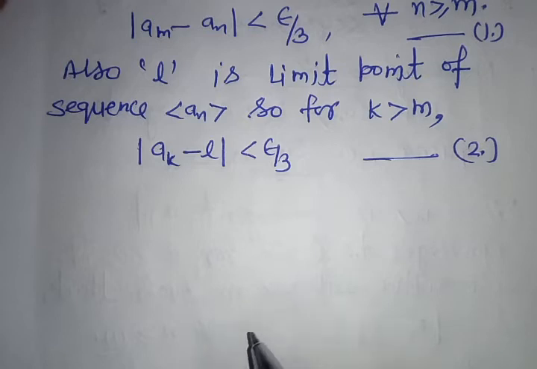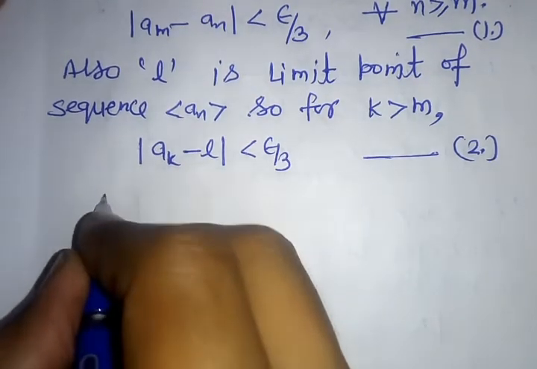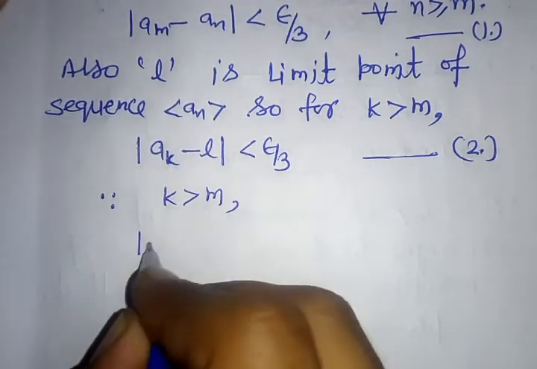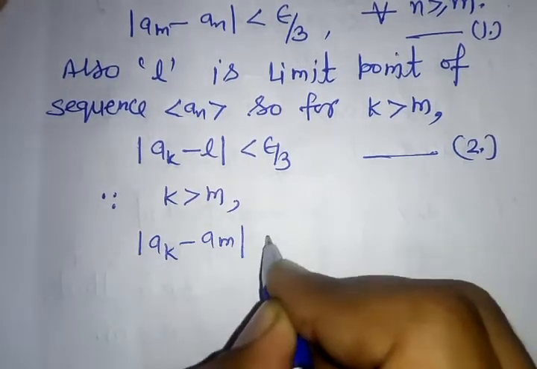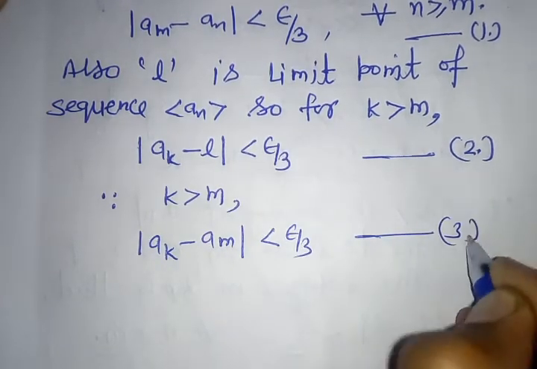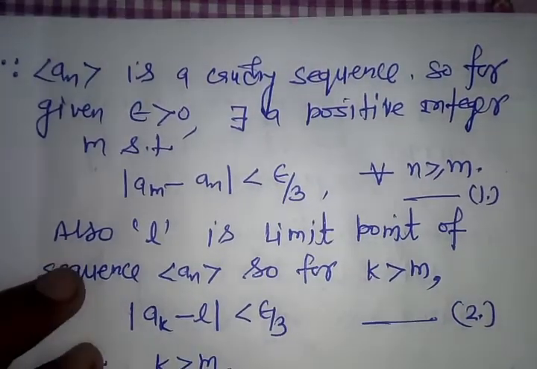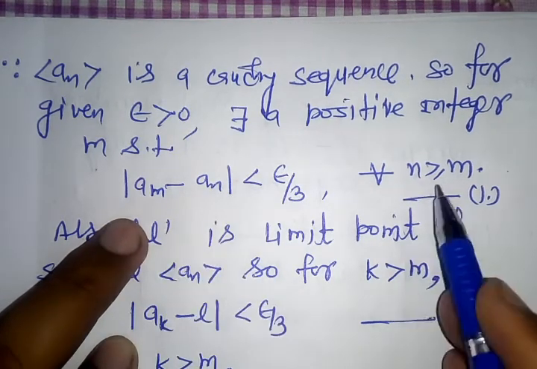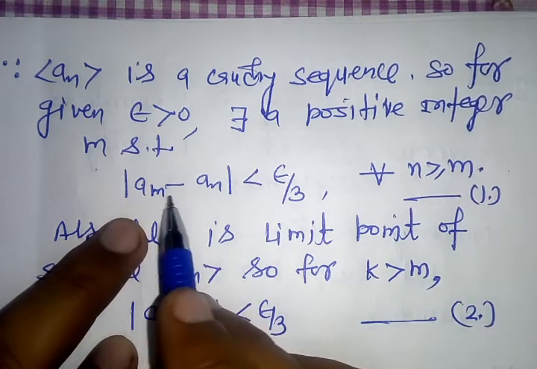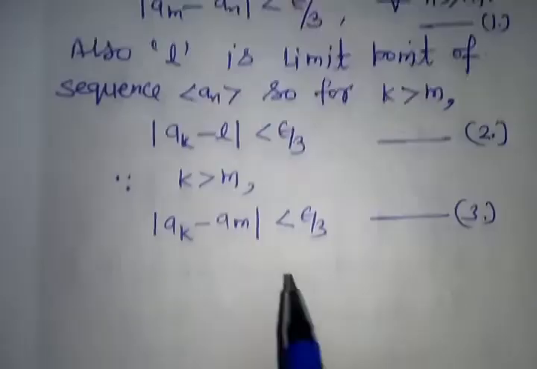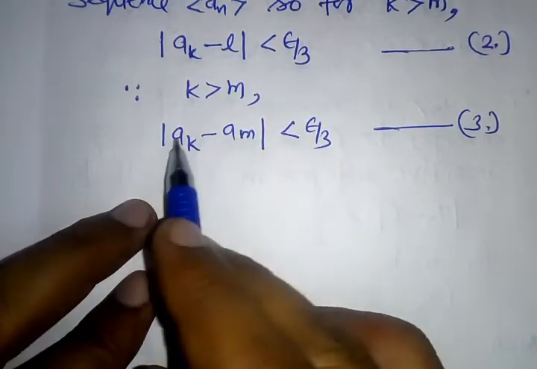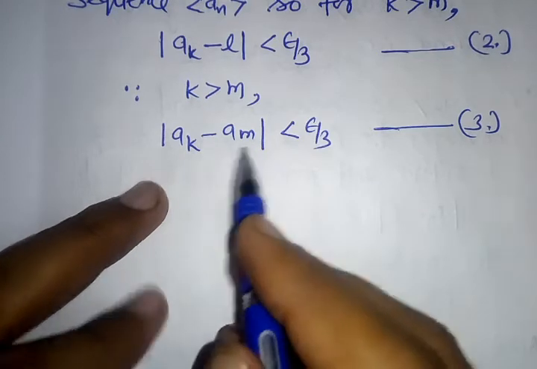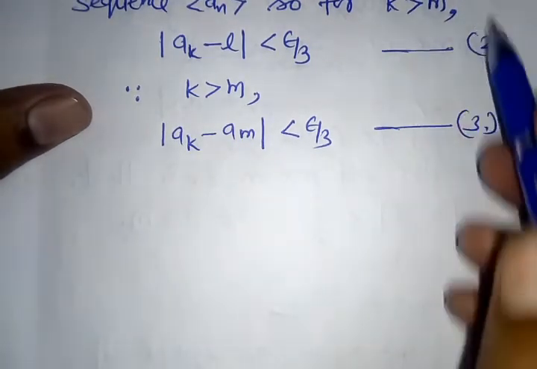Now, since k is greater than M, what can we write? Mod ak minus am is less than epsilon by 3, and this is number 3, because for n greater than or equal to M, M and n satisfy this condition. If I take k here, k is greater than M, then k and M will satisfy this condition. So mod ak minus am is less than epsilon by 3, or mod am minus ak, it is the same thing, because in mod we can write am minus ak or ak minus am. There is no distinction between these two terms. Okay, so we get these three relations.